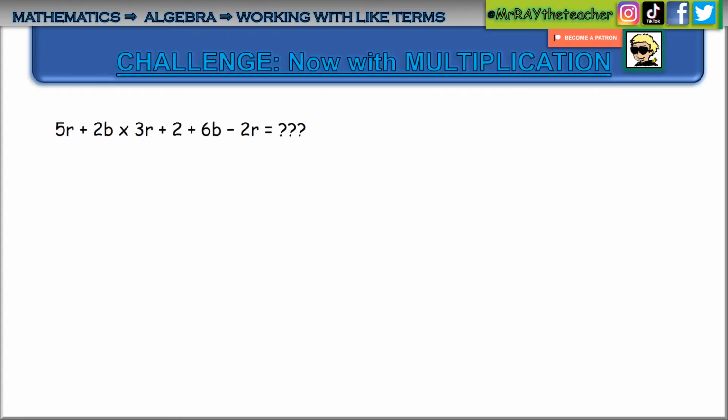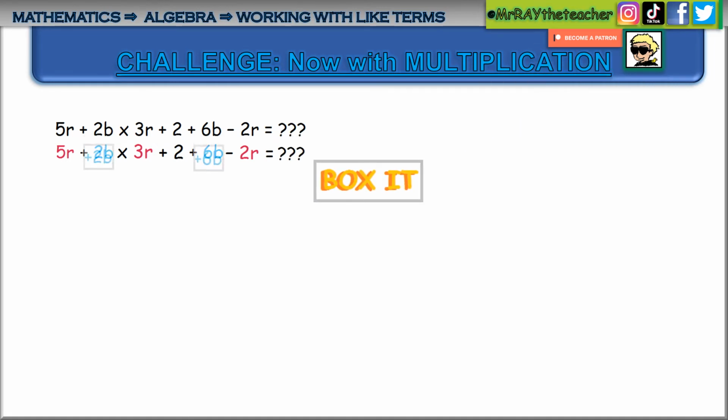So here we go: 5r plus 2b times 3r plus 2 plus 6b minus 2r. Don't freak out. That's 5 raspberries plus 2 blueberries times 3 raspberries plus 2 no fruits plus 6 blueberries minus 2 raspberries equals what? Don't forget to box it.